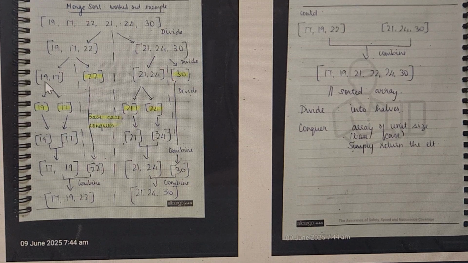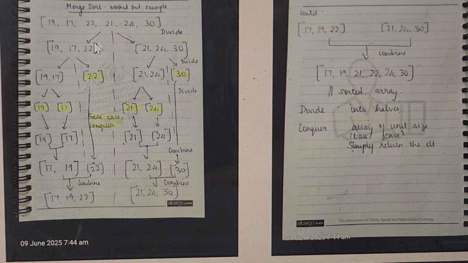This, on the other hand, is an array of size 2. It is further split into 19 and 17. So this is another divide step. Now these two are arrays of unit size. You've reached the base case. There is no more divide to do here. The conquer step is going to simply return the two elements as such.